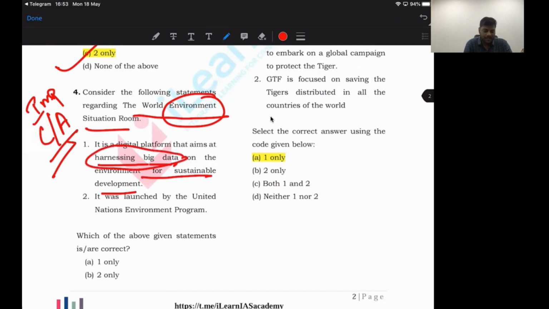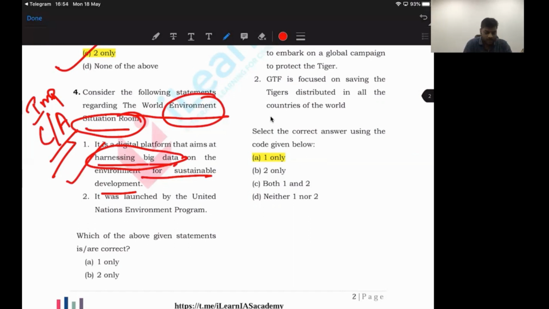Harnessing big data, environment situation room. They need to check the situation of the environment. The only thing which will enable them to do so will be data. So that should be the logic. This is a data analyzing technology using an internet platform, big data analytics technology. So the first statement is correct.